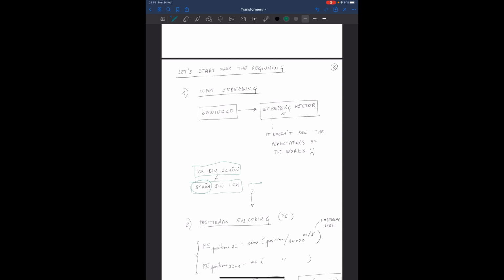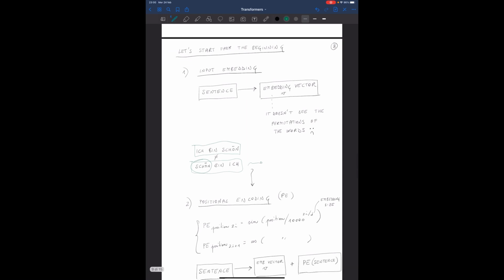I will just mention that those are defined with sinus and cosinus, depending on the label. If it's an even position number, or if it's an odd position number, you would use sinus or cosinus. But basically, the important thing to retain here is that this positional encoding sees the permutations of the words inside the sentence. And so the positional encoding of a sentence would be different depending on the position of the words. And so ich bin schön would have a different positional embedding with respect to schön bin ich. That's what we want here.